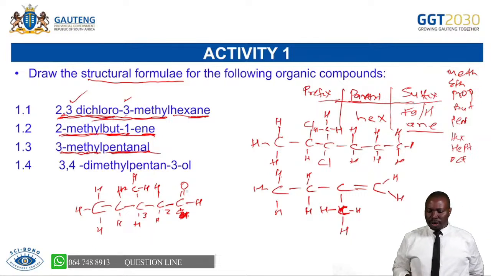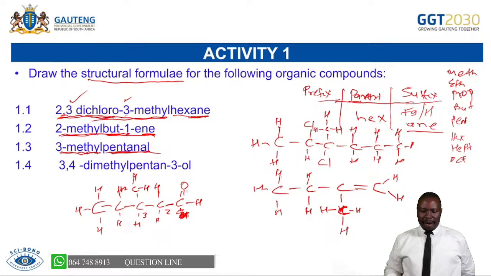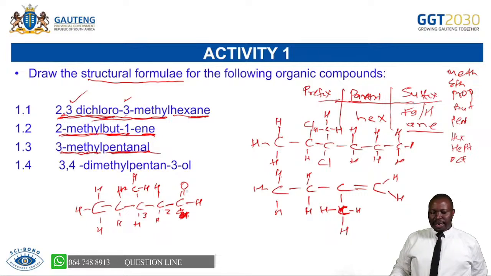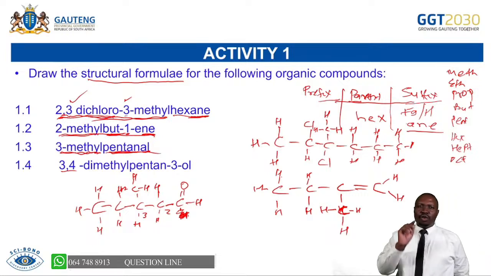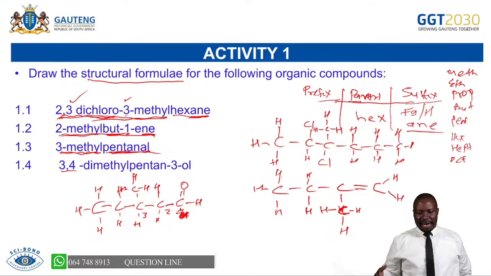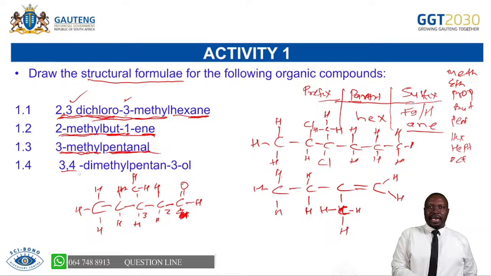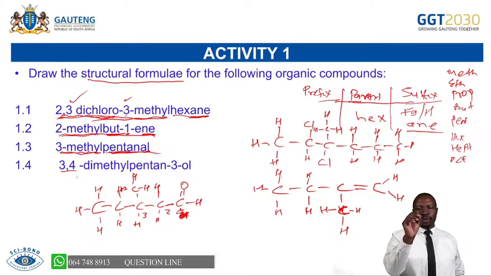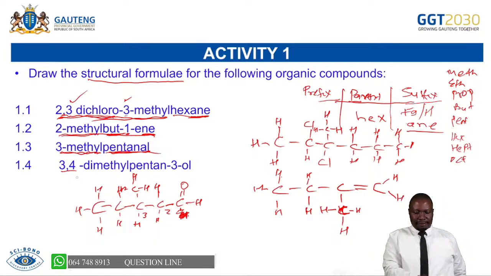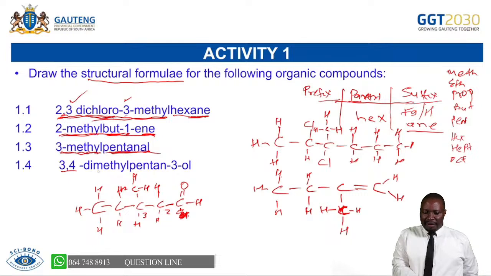So we are moving now to the last question, which is 1.4. It's saying this one is 3,4. Remember, you put a comma when you have like terms. So like you're having a methyl and another methyl, so you're having 2 numbers. Between the 2 numbers, you put a comma. But between unlike terms, like a number and a letter, you'll put a hyphen there. Hence, we are saying 3,4-dimethylpentan-3-ol.